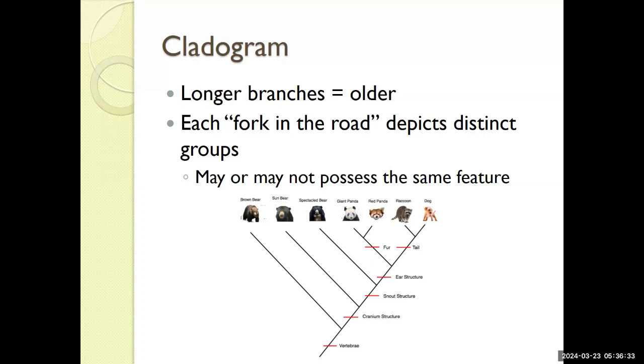So as we track this diagram, we can see that all organisms in this tree have a spinal column. That's the oldest, most basic general trait within this group. But what separates brown bears out from all the other bears is the shape of their cranium. What separates the sun bear out from the spectacled bear and the raccoons and dogs is its nose.